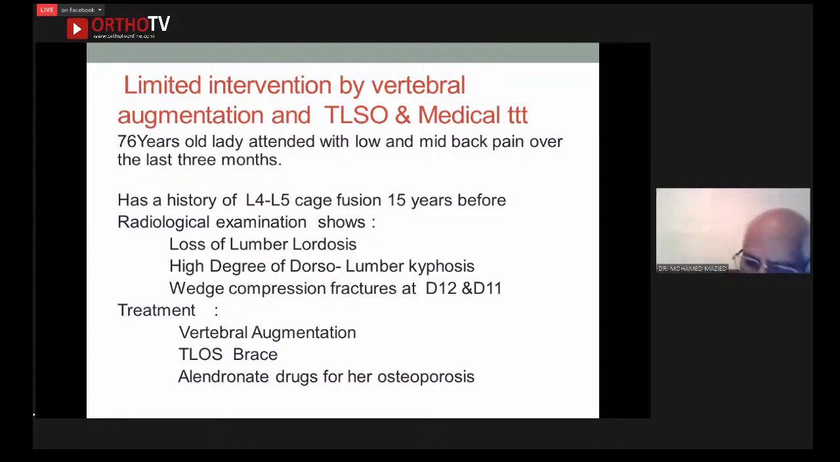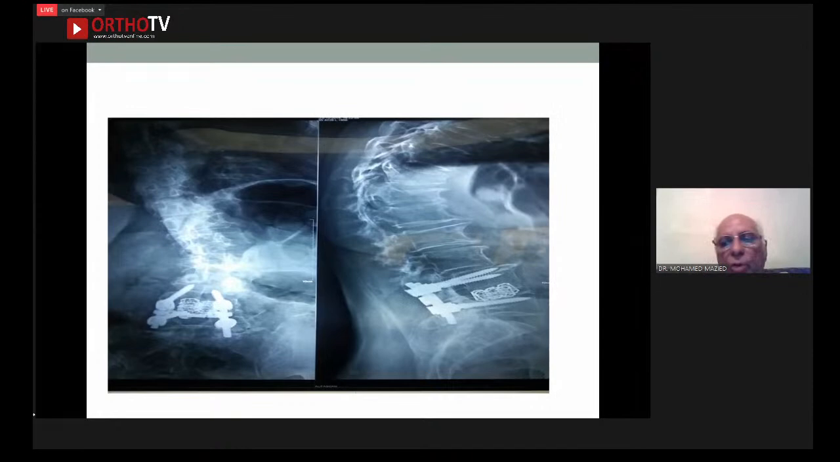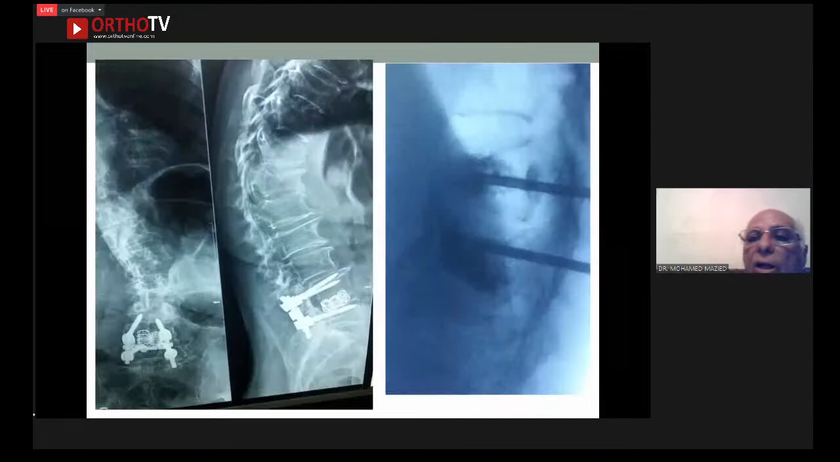This is the case. Kyphotic, and she had all the operations. This operation was done for her in the United States 15 years ago, and almost about 25 years now, because I treated her 10 years before. And I gave only augmentation of the compressed fracture, and she left heavy to the States.